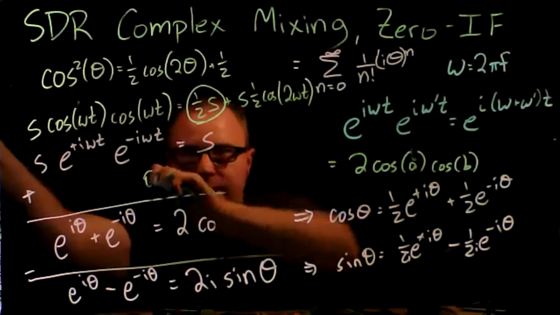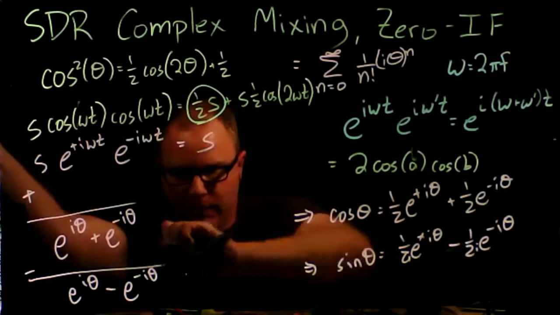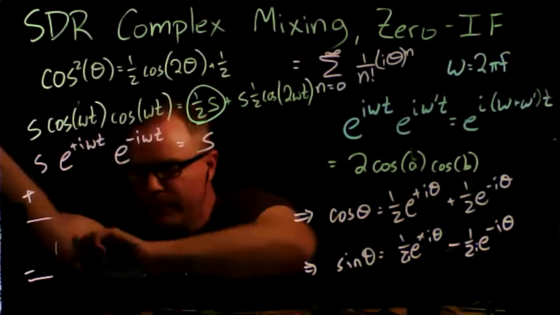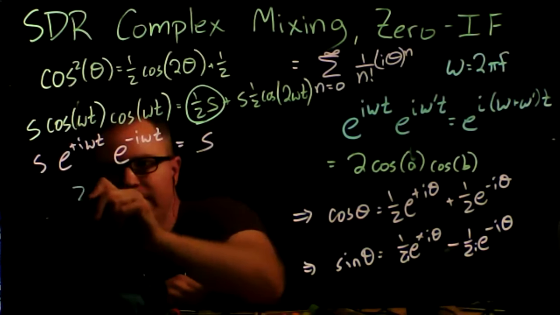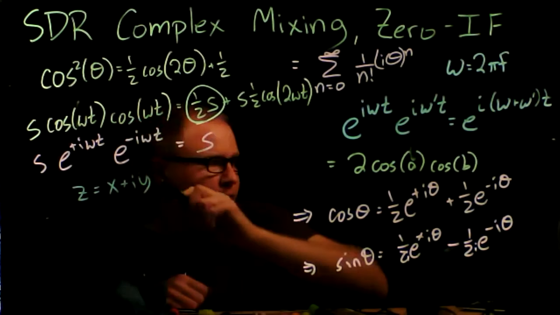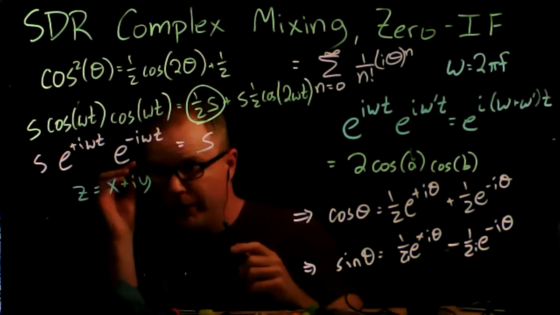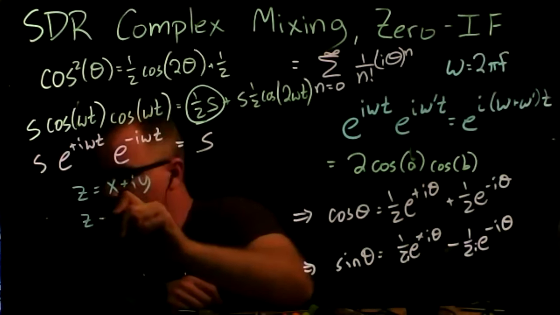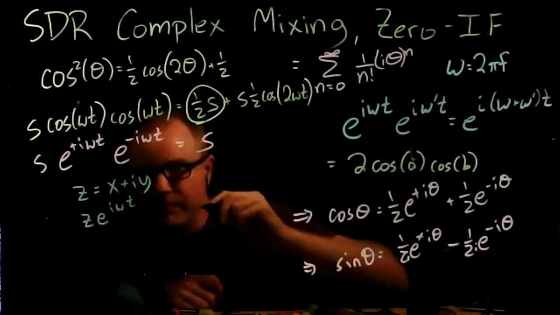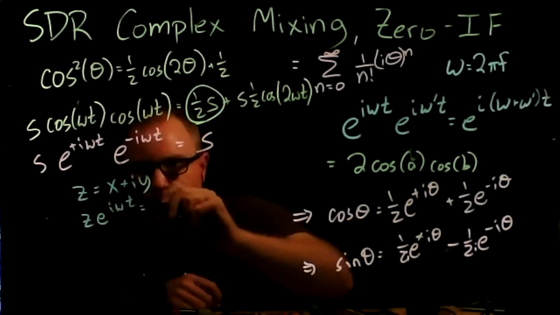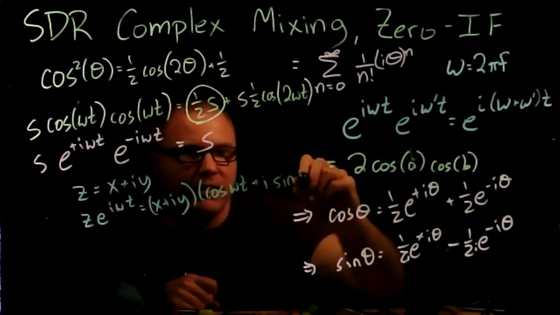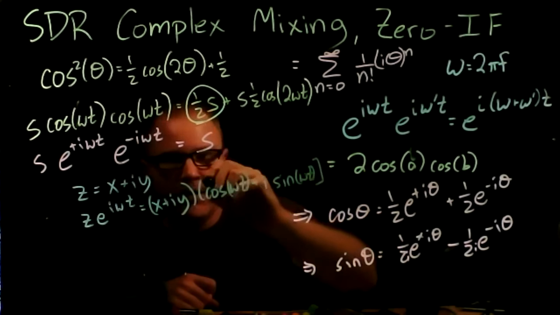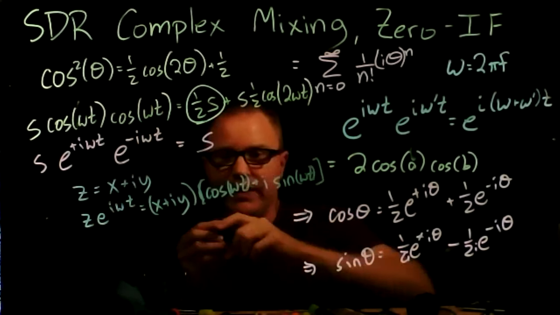So what we're going to do is we're going to have our original signal, which I'm going to call, let's say, Z equals X plus IY, right? There's some signal for X, which is the real part, and some signal for Y, which is the imaginary part. And what I want is I want to multiply Z by e to the I omega t. And this would be ideal. And let me just do this out. So this is X plus I Y times cosine plus I sine. So this is what the complex modulation is doing. It's multiplying these two things together.